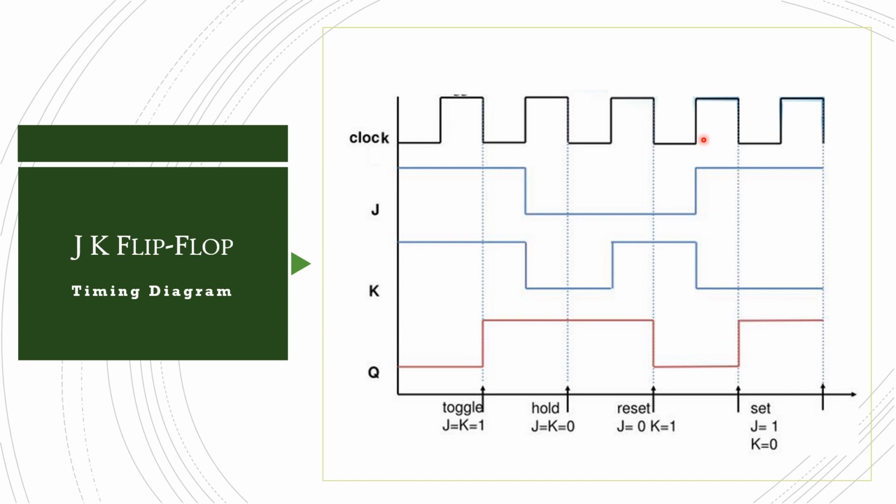Fine. During the next negative edge, the J value is 1 with K value as 0. That means the flip-flop should go to the set state. So it should move to the logic 1 state. Okay, so this is the timing diagram which explains the working, or the behavior, of a JK flip-flop.